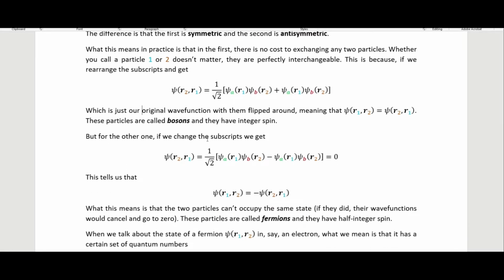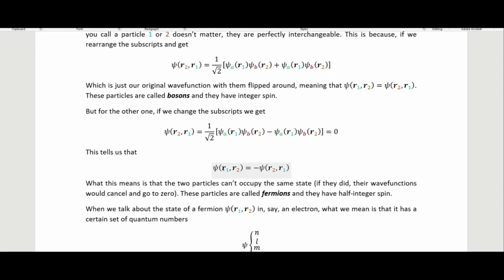But for the other one, when we change the subscripts, this ends up equaling 0, and this tells us that the first particle in the first position and the second particle in the second position is equal to the negative of the second particle in the first position and the first particle in the second position. So what this means is that the two particles can't occupy the same state. If they did, their wave functions would cancel and go to 0. That's what it means when we have this 0 here.